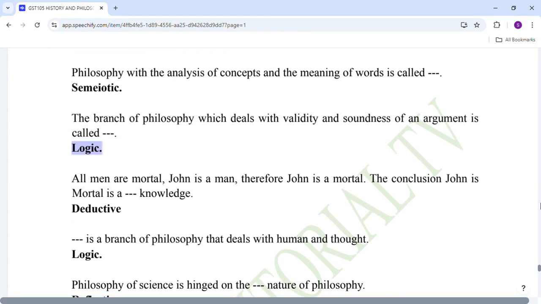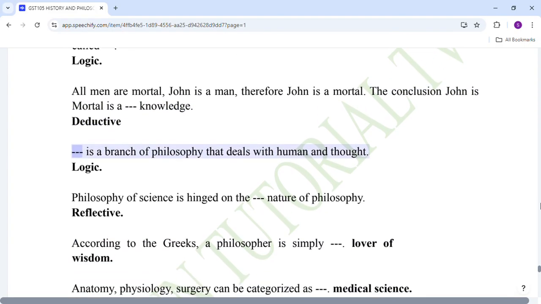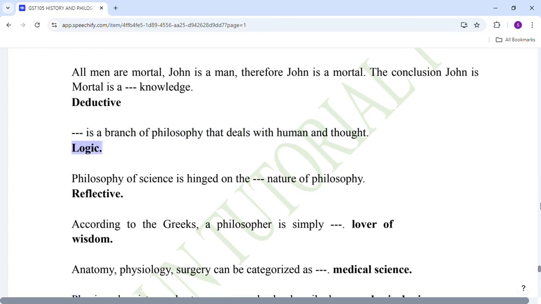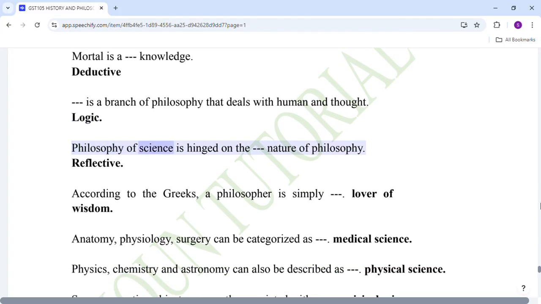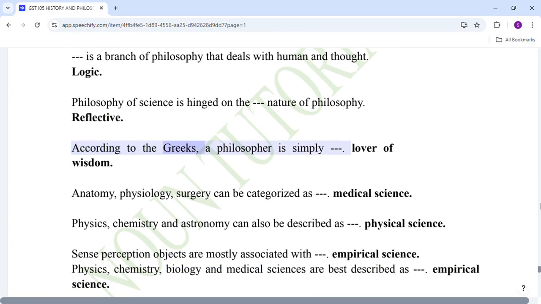Logic. All men are mortal, John is a man, therefore John is mortal. The conclusion John is mortal is a dash knowledge. Deductive. Dash is a branch of philosophy that deals with human thought. Logic. Philosophy of science is hinged on the dash nature of philosophy. Reflective. According to the Greeks, a philosopher is simply dash dash.